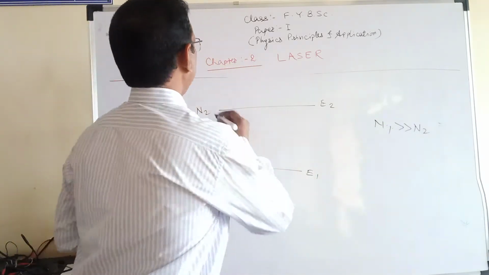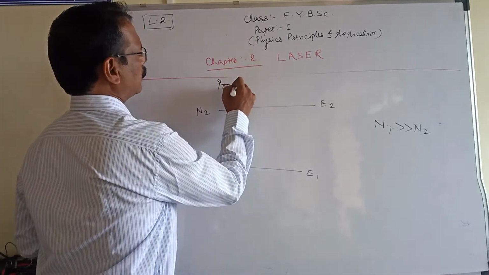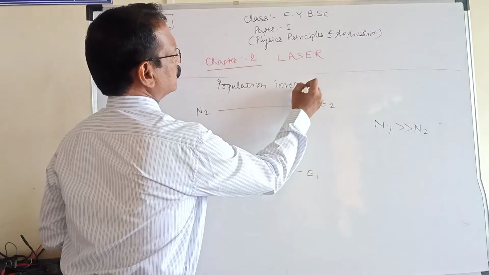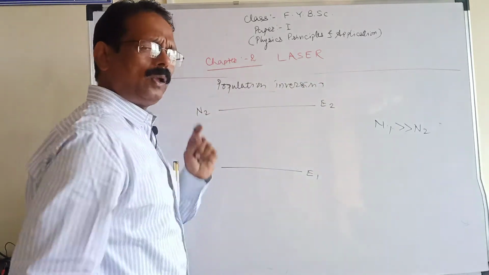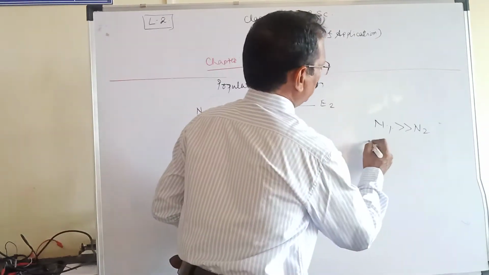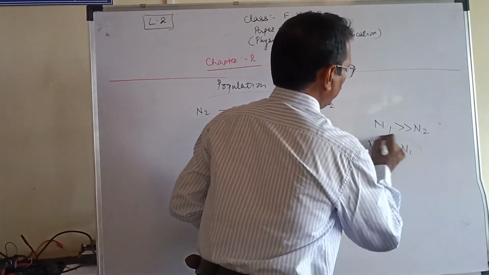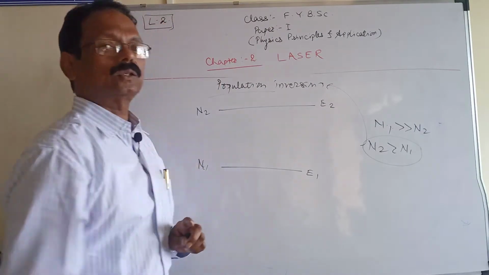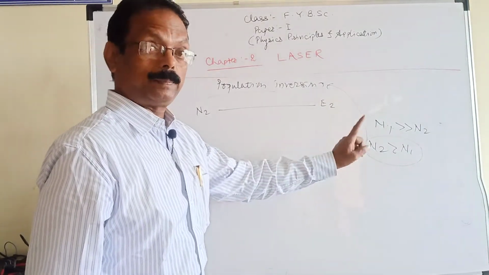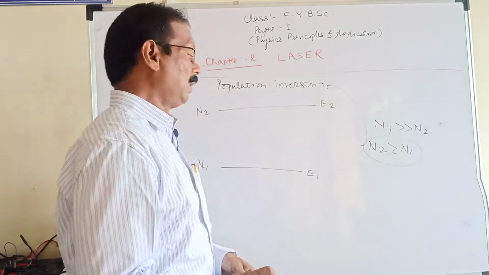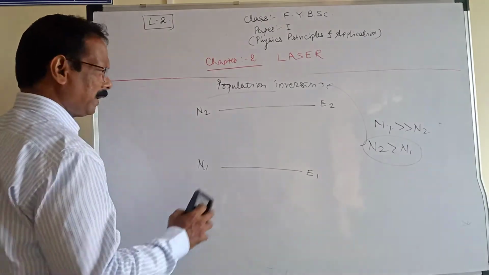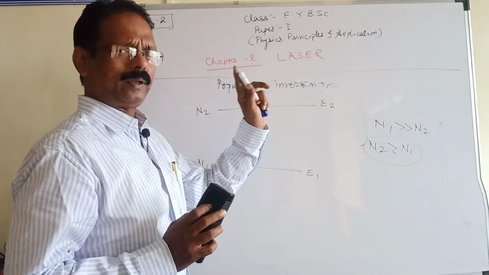Then what is population inversion? Population inversion means a stage is reached in such a way that N2 is greater than N1. If this stage is reached, it is called population inversion. That means the population of atoms in the higher energy level is greater than the population of atoms in the lower energy level. It is a very hard thing to achieve.